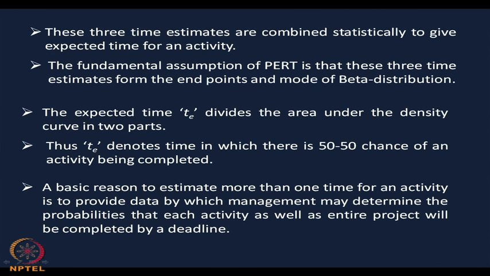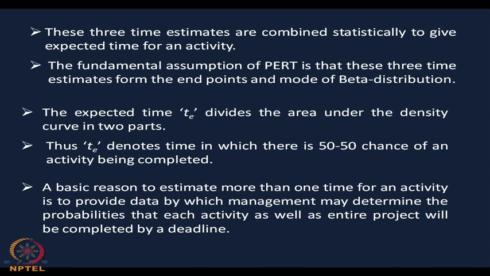Because that will take much more time. So, for the beta distribution, if you consider these 3 points, basically these 2 times give the endpoints and another one gives the mode of this. Then from these 3 times we have to find out the expected time, which we will denote by T e.